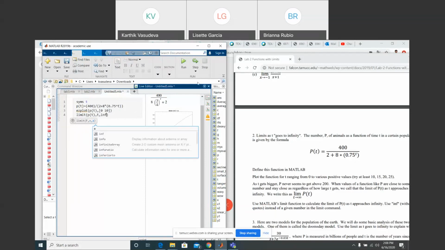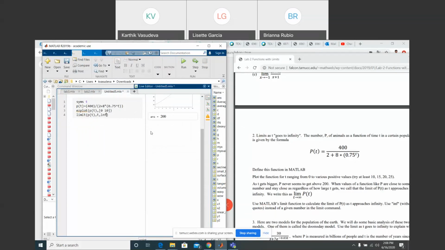To have infinity, you just have to use INF. You see that it's 200. So you can even check for, say, 1 billion. Okay, still 200. We have to use VPA to have our answers in decimals. See that it's still 200. So that means using that equation.